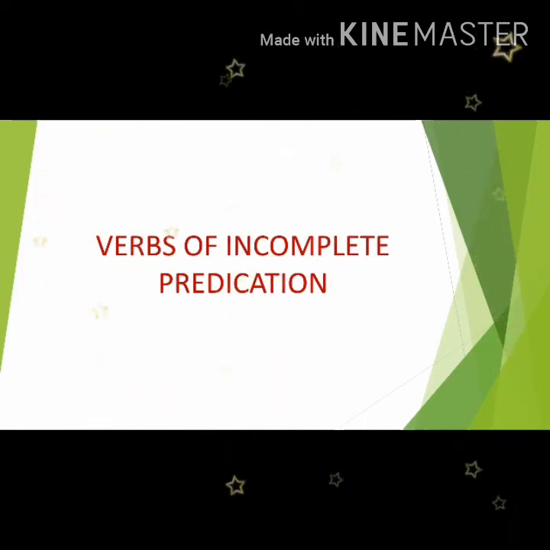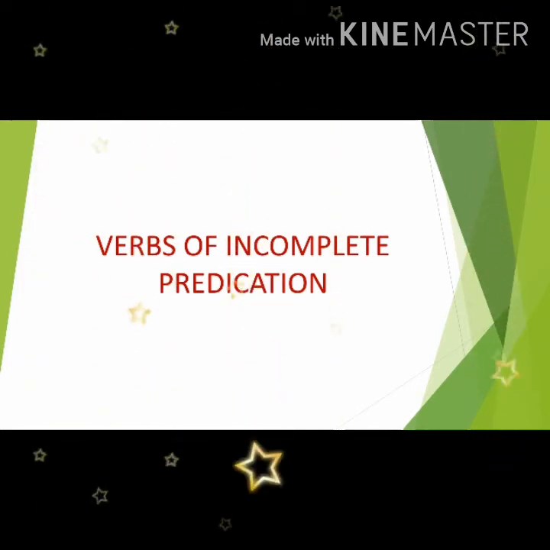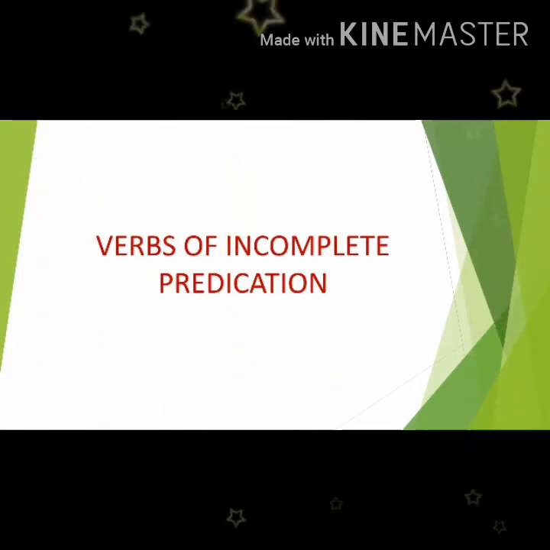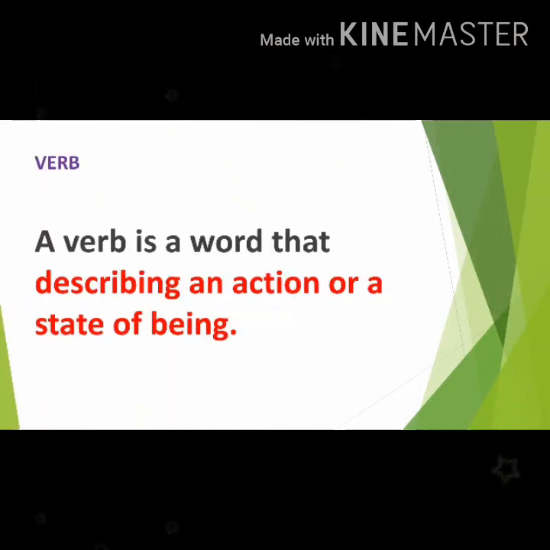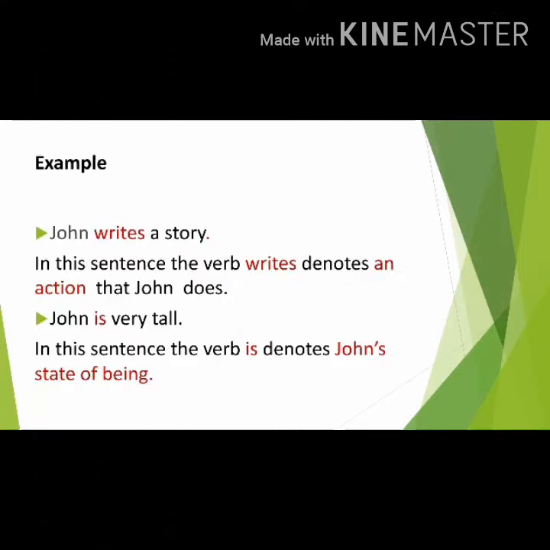Today we are going to learn about verbs of incomplete predication, which is the continuation of chapter 4. Verb. A verb is a word describing an action or a state of being. For example, John writes a story. In this sentence, the verb writes denotes an action that John does. Another example, John is very tall. In this sentence, verb is denotes John's state of being.